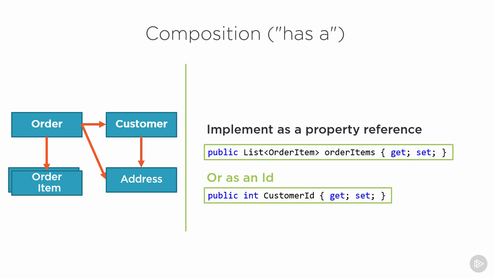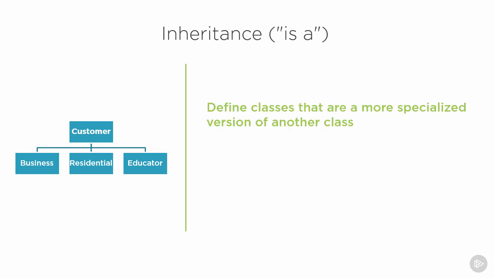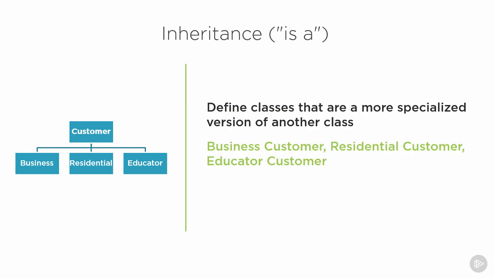A class has an inheritance or is a relationship when defining classes that are a more specialized version of another class. For example, here we define more specialized versions of the customer class.